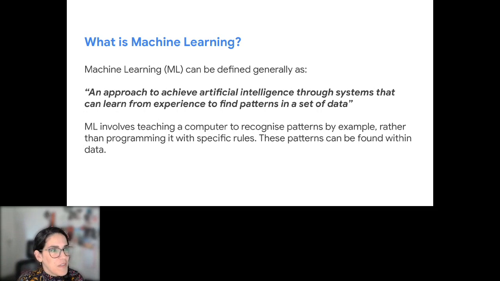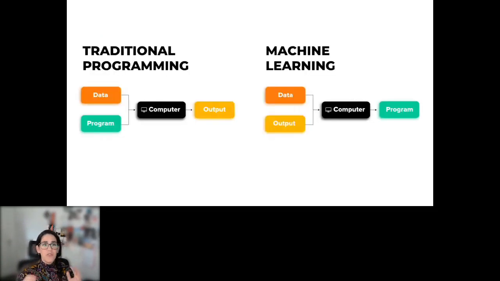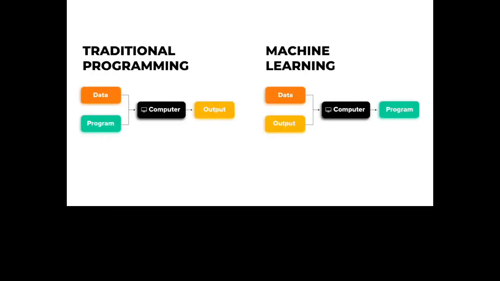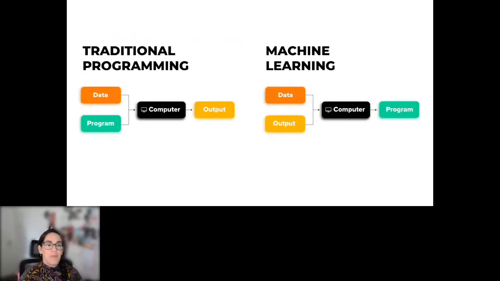So, let's have a look at this. In traditional programming, the way we program right now, we have data and a program, a set of rules. Maybe we coded a program to calculate the time it takes to go by train from Glasgow to, I don't know, Madrid. And we have some data about the trains, about the routes, about how fast a train can go. And then we give that to the computer.